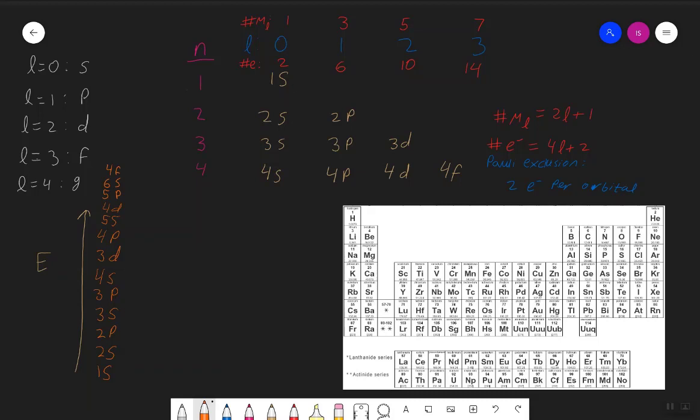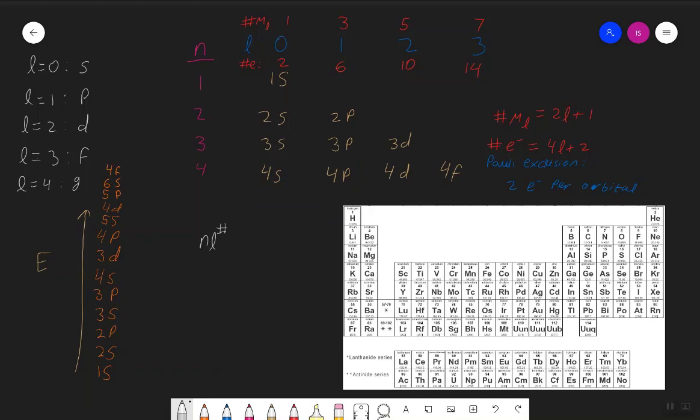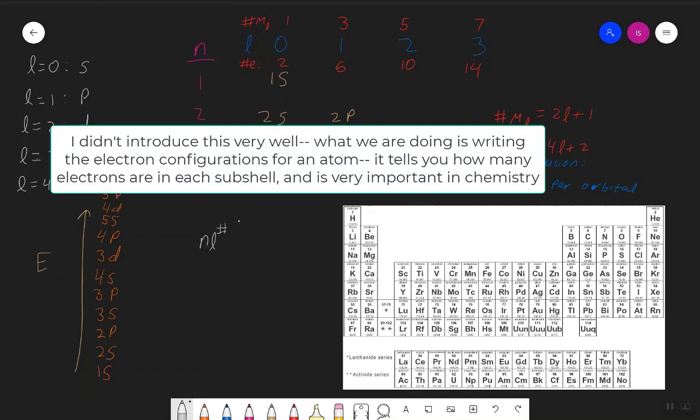So we've talked about the notation nl for the subshell. Now there's one more thing in the notation, called electron configurations, where we will write nl, this is the subshell, and then the number of electrons. So nl, and then the number looks sort of like an exponent, but it's really just a superscript. Let's look at an example of what I mean by electron configurations.